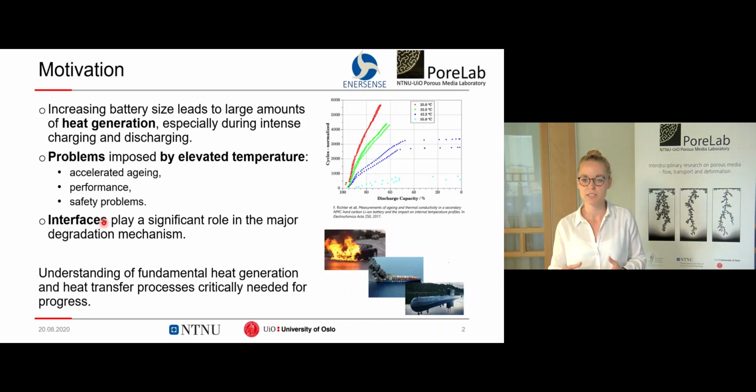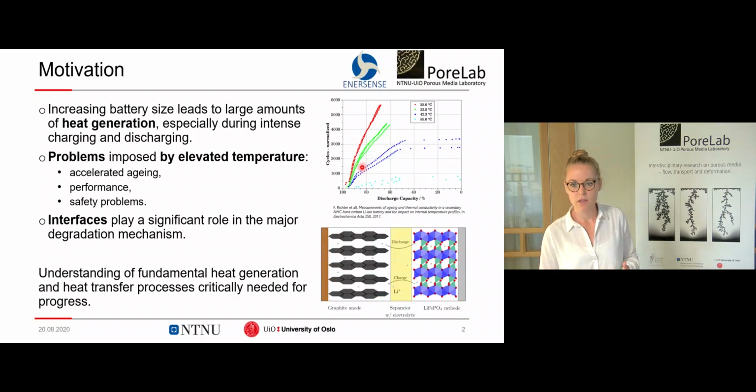One of them is accelerated aging, as we can see in this diagram here. So the amount of cycles that can be reached until the end of the life of a battery is drastically decreasing when the temperature is increased. In addition to that, the performance of a lithium-ion battery is reduced with increased temperature, and safety problems are imposed like thermal runaway.